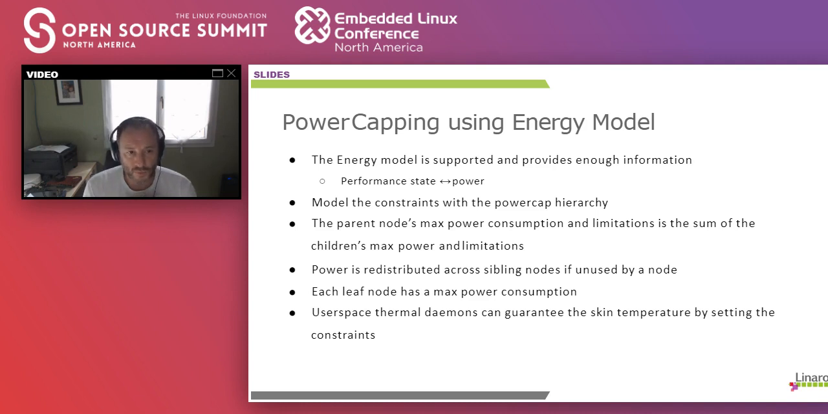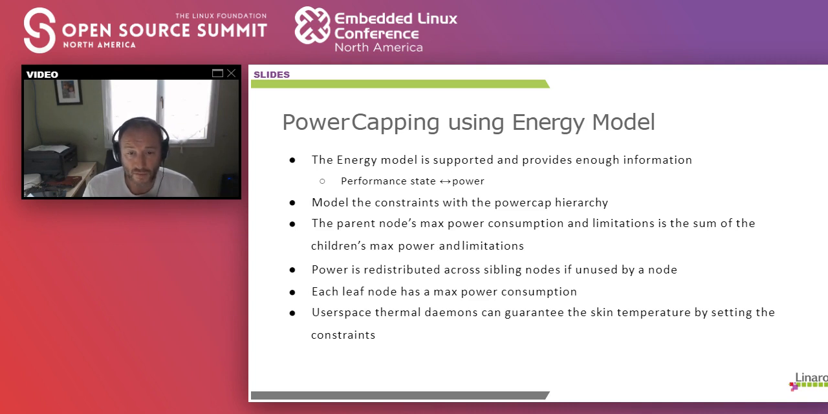So that's what the energy model provides today, which is basically a table giving the performance state. We can call that OPP. And on the other side, we have the power consumed for this performance state. With this information, we have enough to know at least what the device is consuming, because we can know the performance state, and thanks to the performance state, we can know the power consumed.